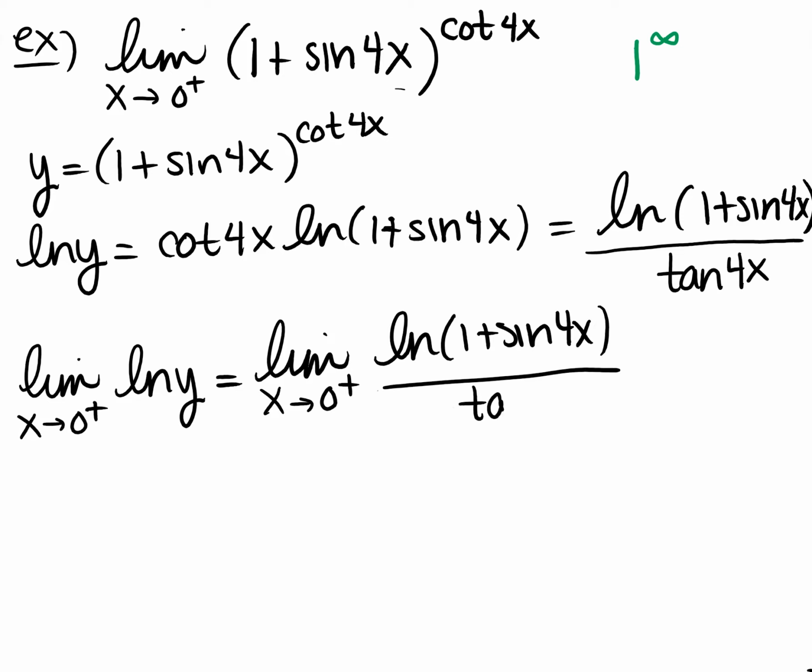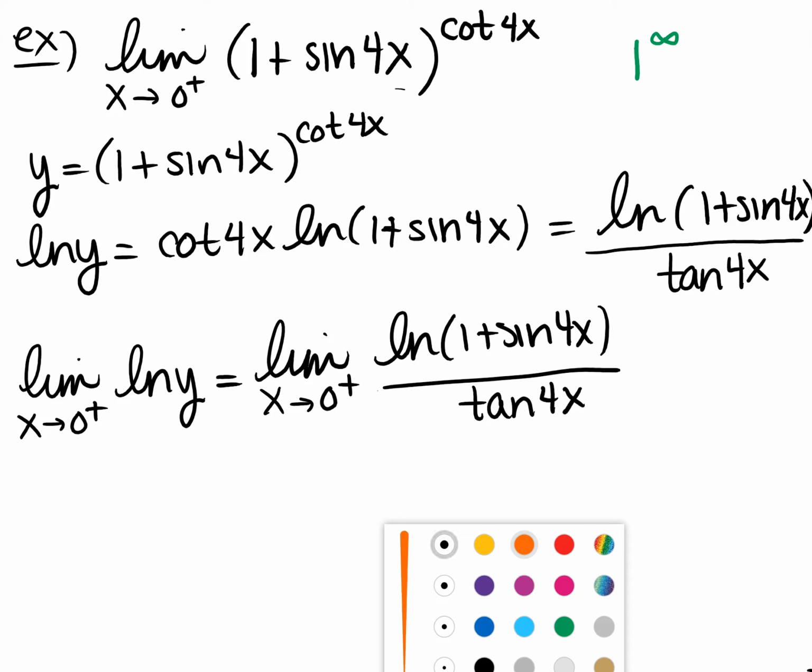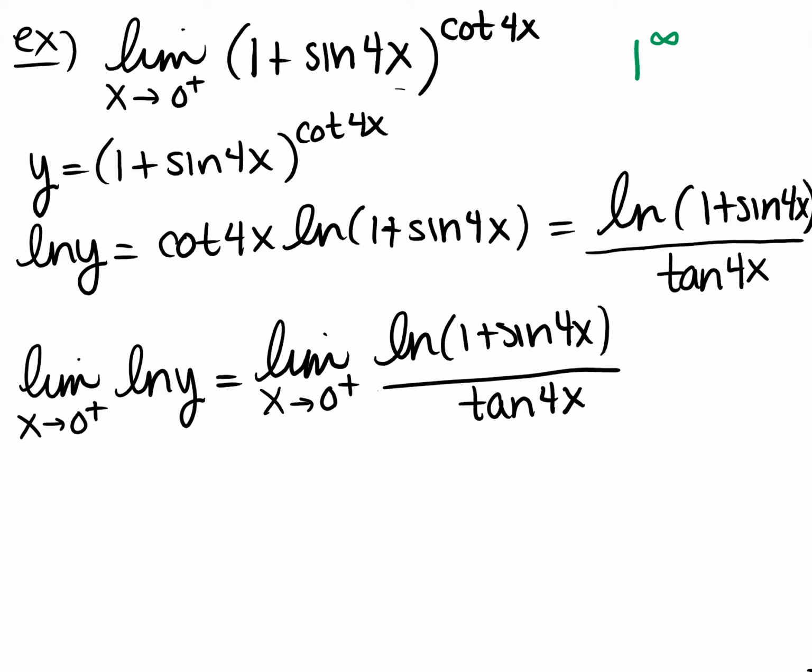Hopefully we're in a situation where we can use L'Hopital's, and I think so. So if we look at what's happening on the top, as x goes to 0, I get the natural log of 1, which equals 0 on the top. And then all over the tangent of 0, which is 0, because that's sine over cosine, so that's not undefined. So I'm going to use L'Hopital's.